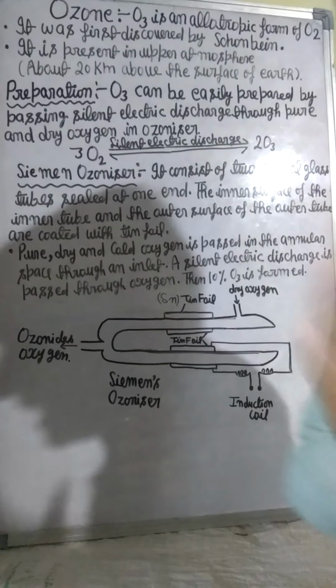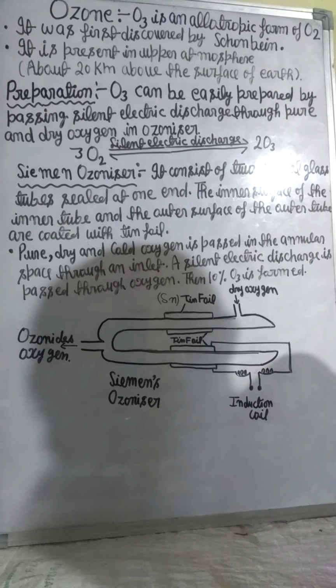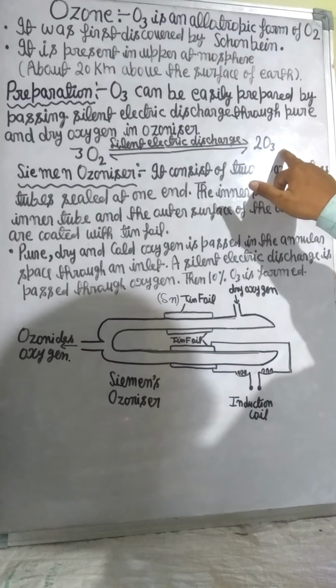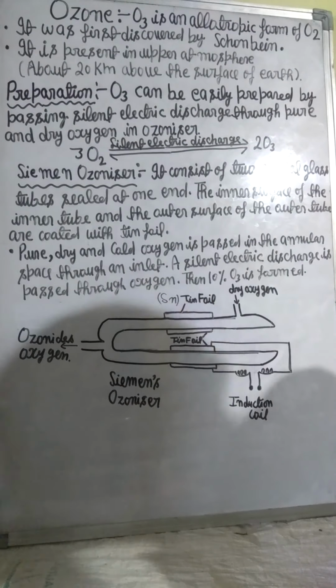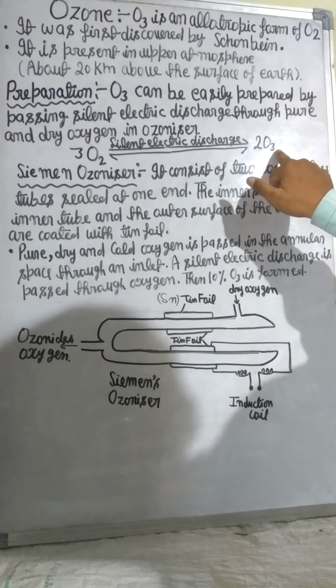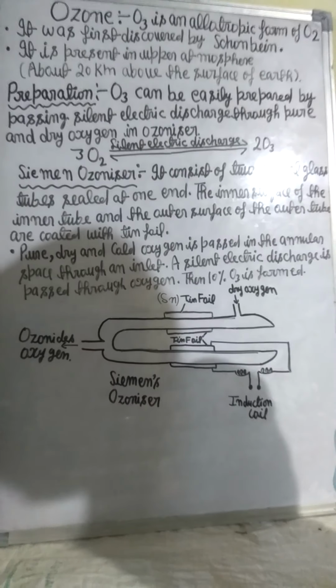Now the question is, why do we use silent electric discharge? We use silent electric discharge to convert oxygen into ozone. If we use a spark discharge, ozone is converted back into oxygen, so ozone is not obtained purely.